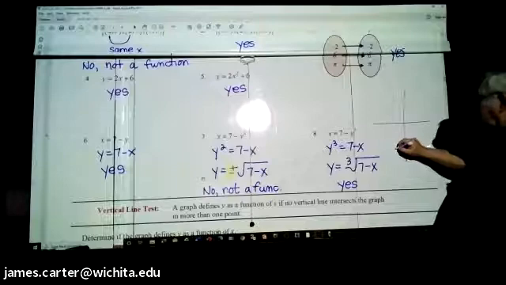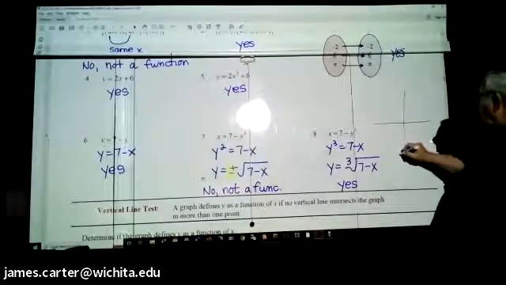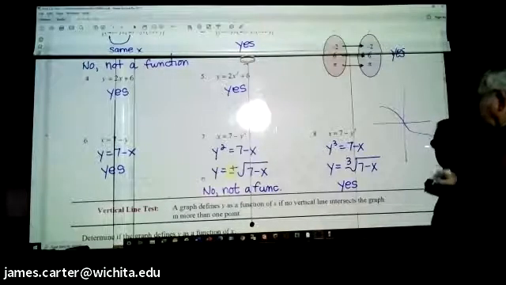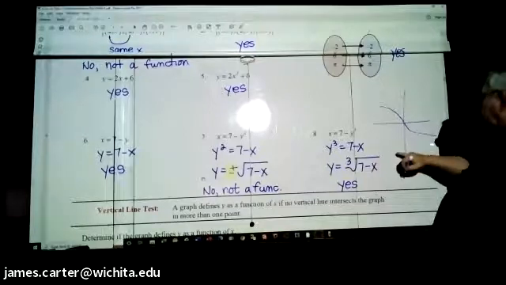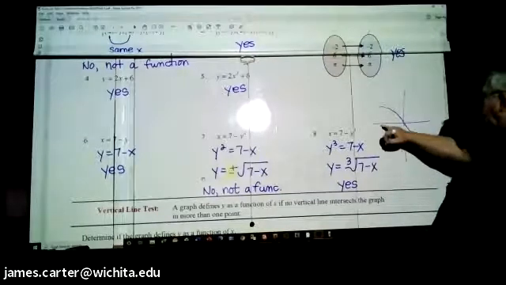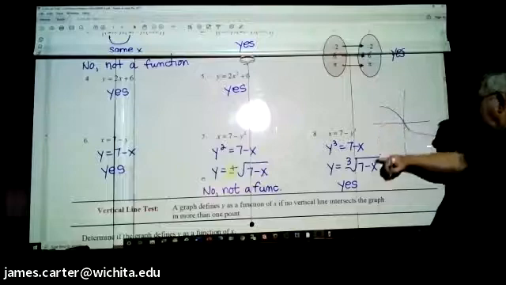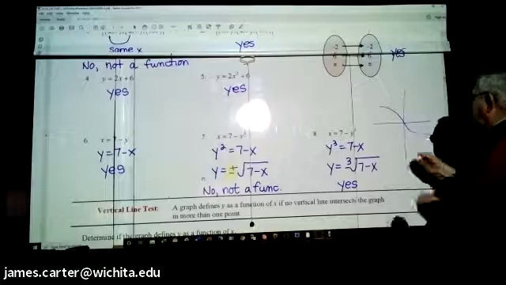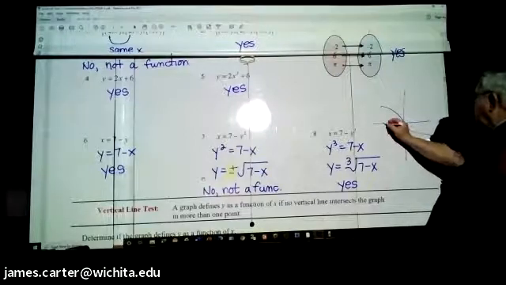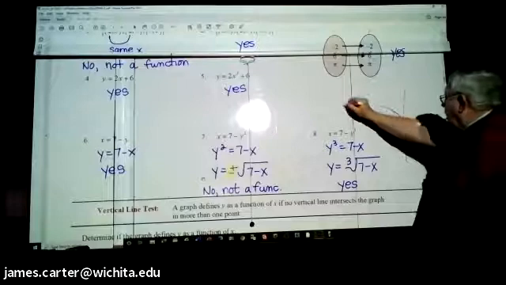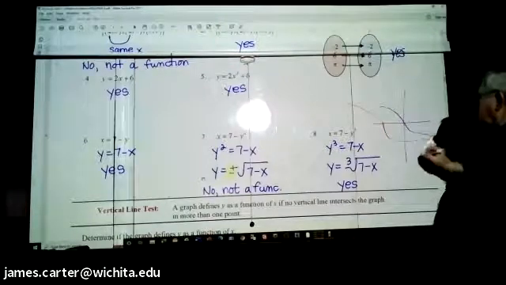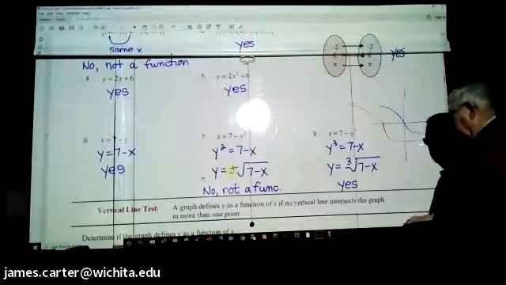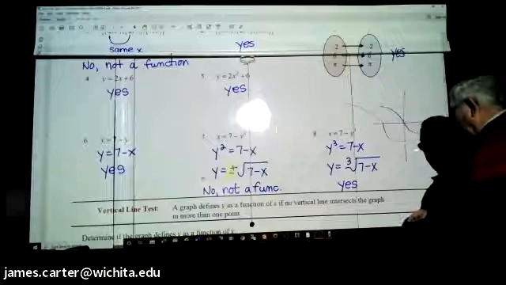Here is the basic y equals cube root thing, and this 7 is going to shift it 7 places to the left, and this x is going to flip it. The 7 places to the left would make it cross here and go like that and down like this. And then the negative here is going to flip it across the y-axis.